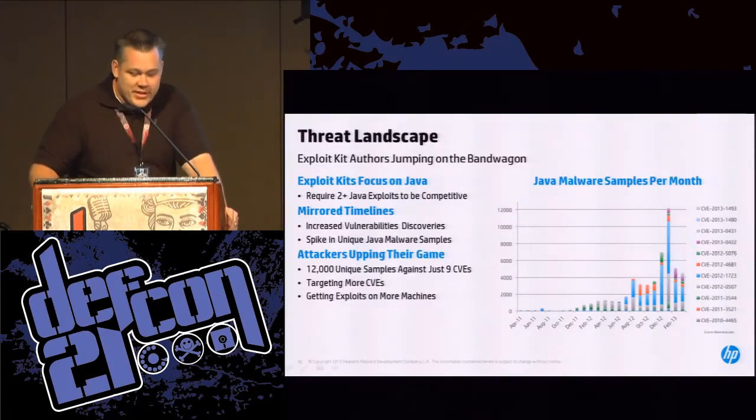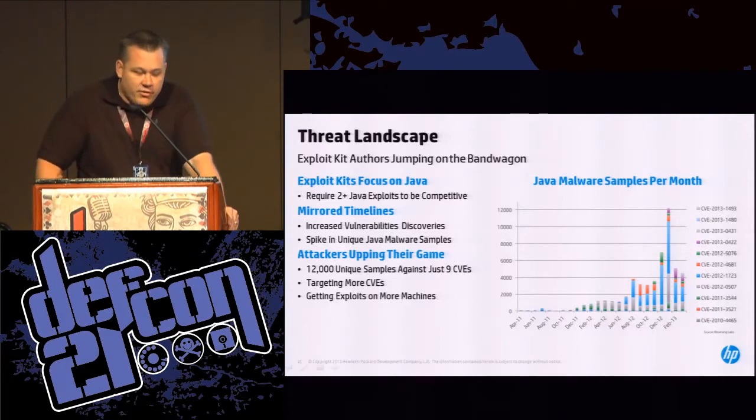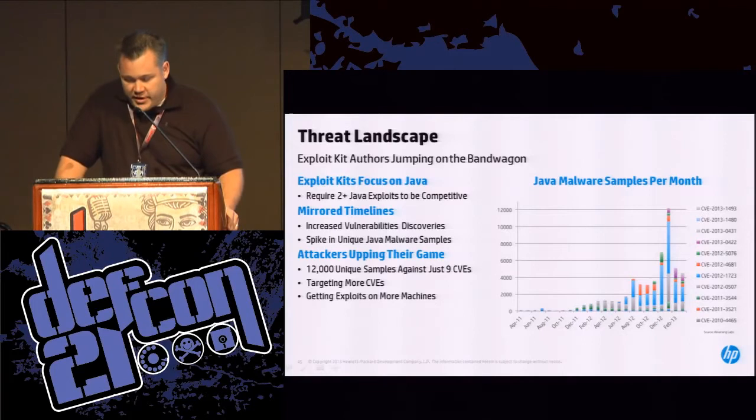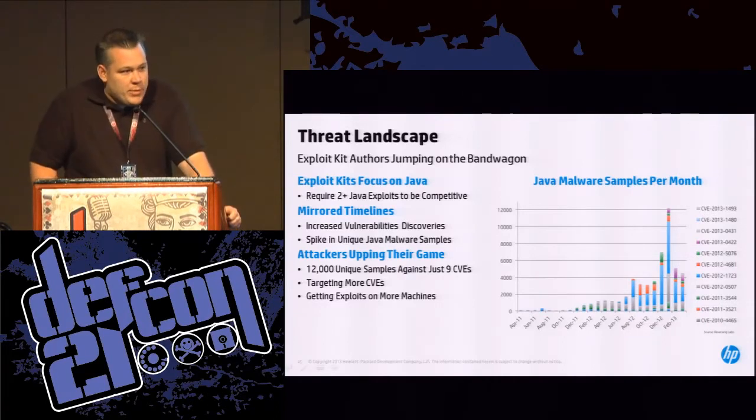Looking at the landscape itself, the exploit kit authors are really jumping on the bandwagon. You can see that in the chart. This chart depicts the 52,000 malware samples that we had and which vulnerability types and CVEs they were leveraging. And you see a huge increase in December and January, the recent months. This actually mirrors the independent discoveries that were going on at the time, so that's just an interesting data point that people are looking at Java.